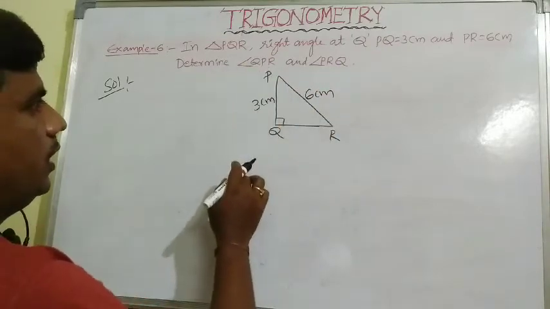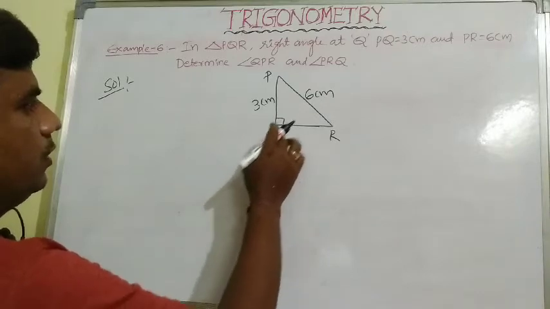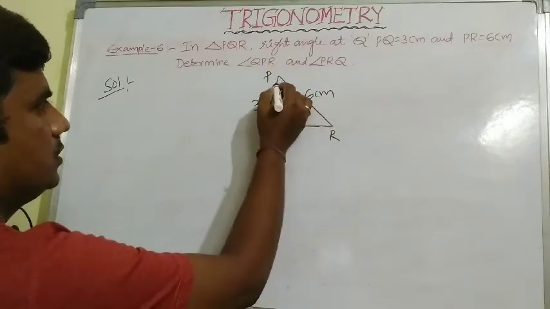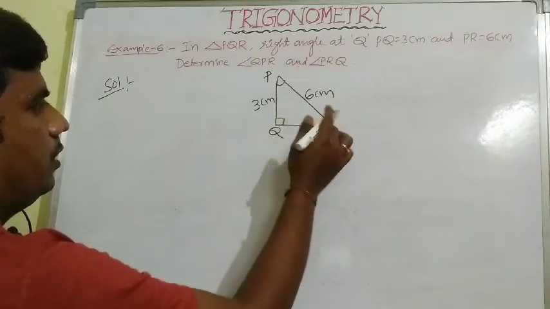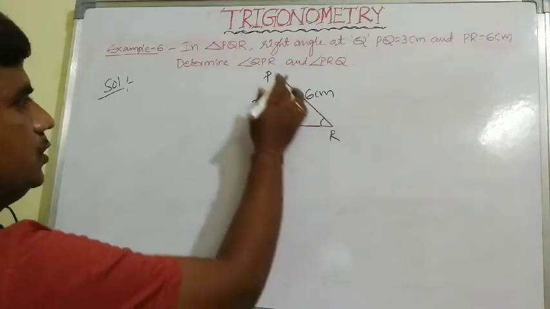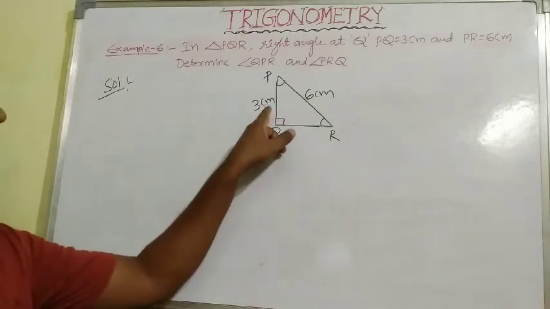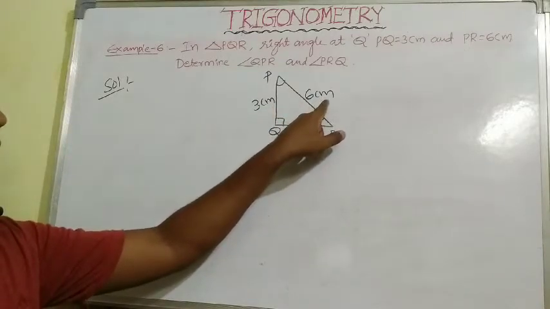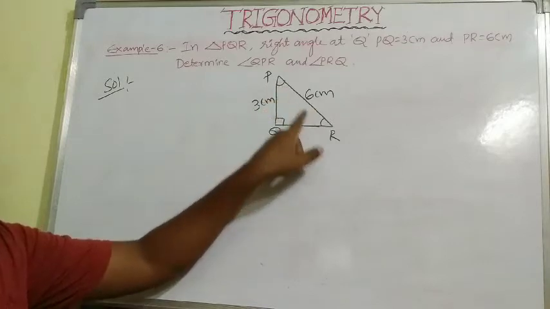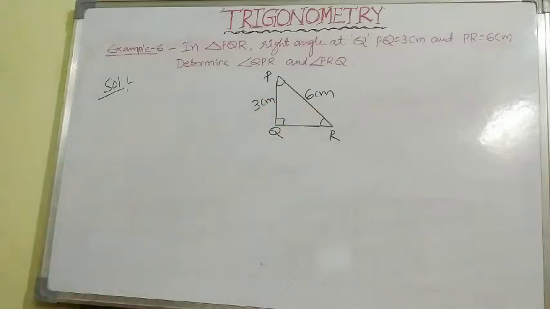Then we have to find angle QPR. QPR means this angle value and PRQ means this angle value. These two angles we have to find. So in triangle PQR, right angle at Q, PQ length 3 centimeters, PR length 6 centimeters, we have to find angle P and angle R values.